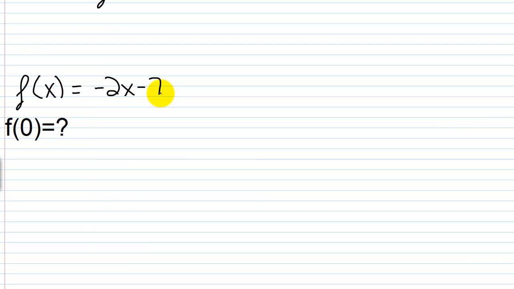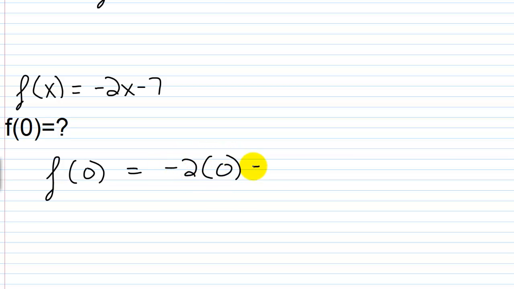Okay, what about f of x equals negative 2x minus 7, and we want f of 0. So again, f of 0 just means that I plug a 0 in for x. So negative 2 times 0 minus 7. Negative 2 times 0 is just 0. So f of 0 is equal to negative 7.